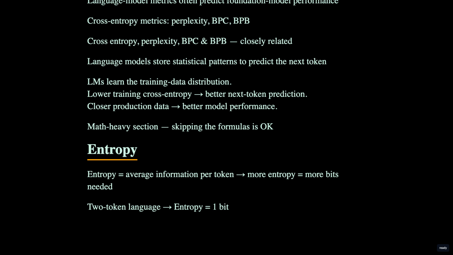Each token only tells you whether the position is upper or lower, so there are exactly 2 possibilities. With 2 equally likely choices, you need 1 bit to represent them. So the entropy of this language is 1 bit.